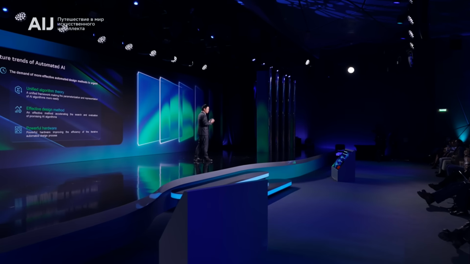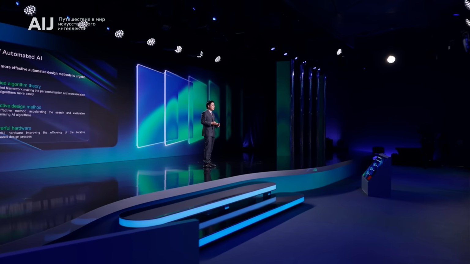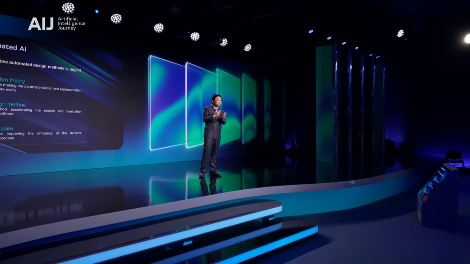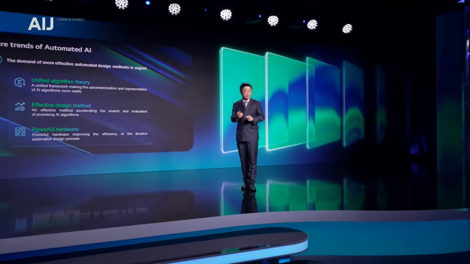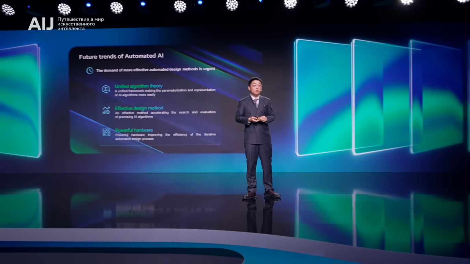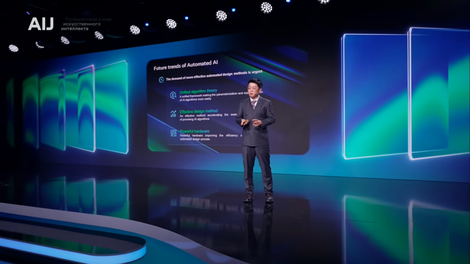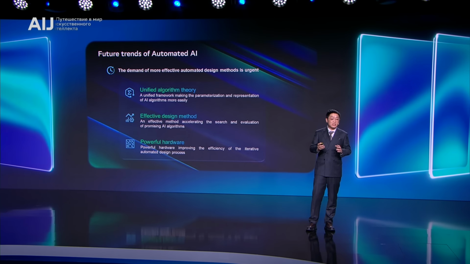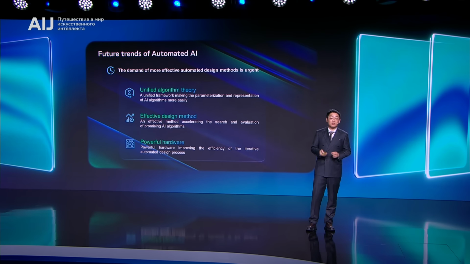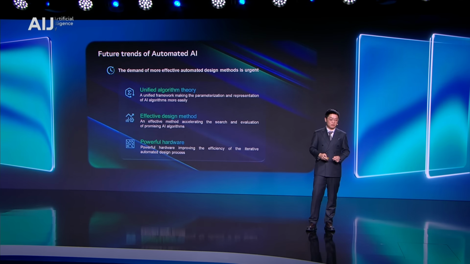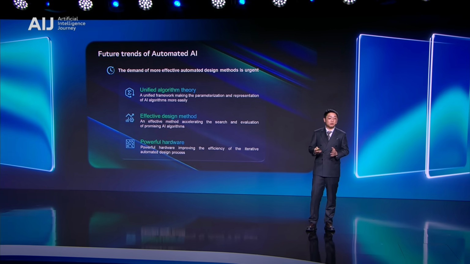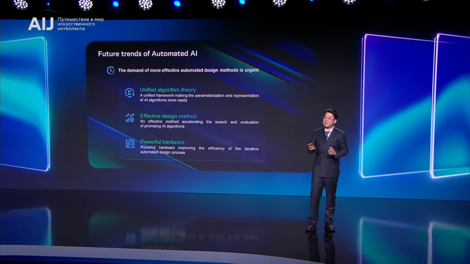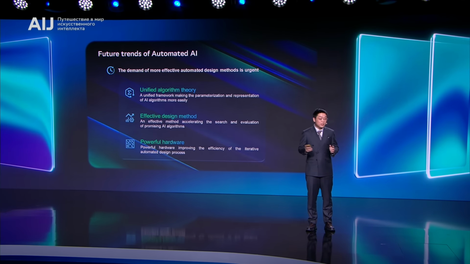Unfortunately, the demand for more effective automated design methods is urgent, since currently the performance of existing automated methods is still far from satisfactory. So we should make effort on AI theory, methods, as well as hardware simultaneously. First, we need a unified framework to make the parameterization and representation of AI algorithms easier. Second, we need an effective method to accelerate the search and evaluation of promising AI algorithms. Lastly, we need powerful hardware to improve the efficiency of the expensive automated design process.